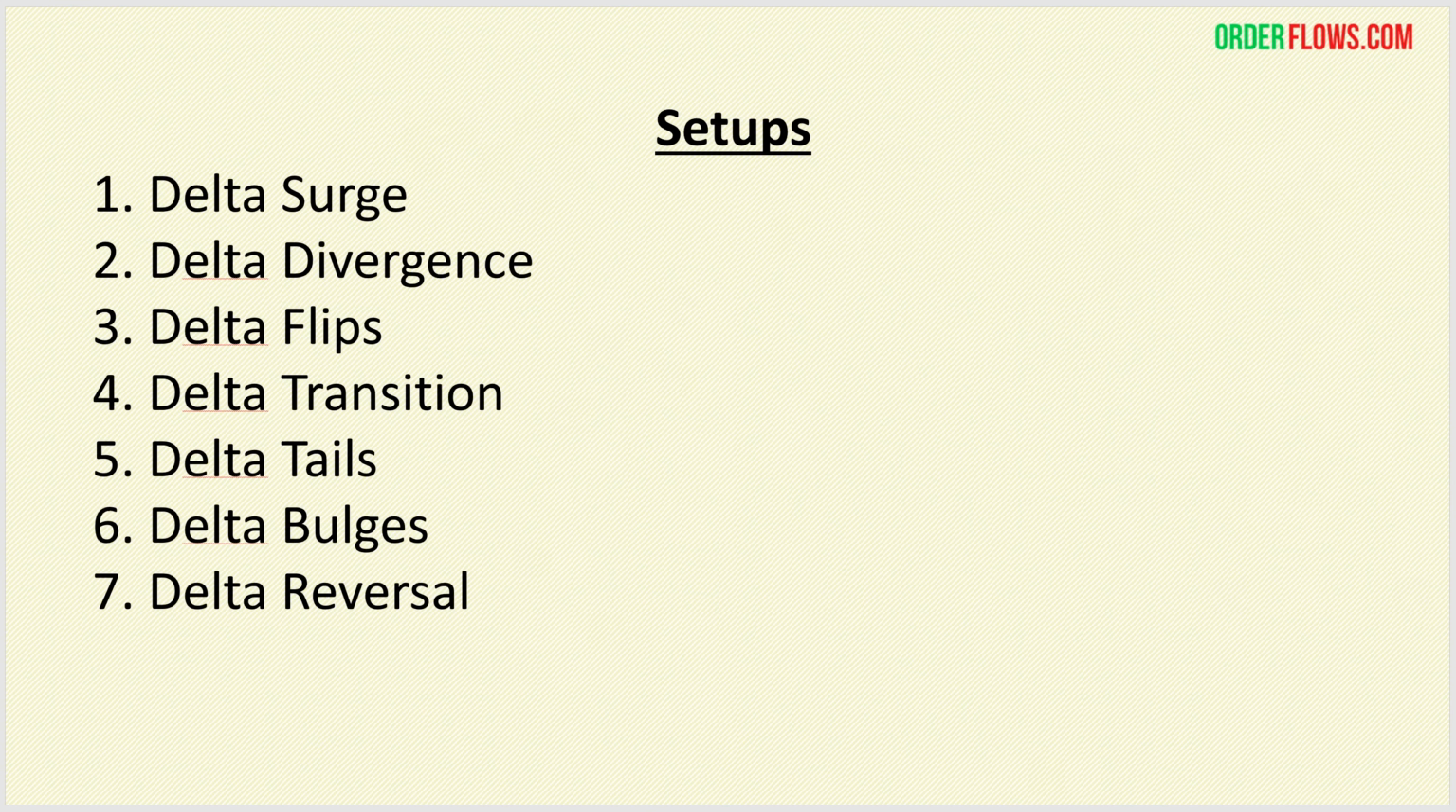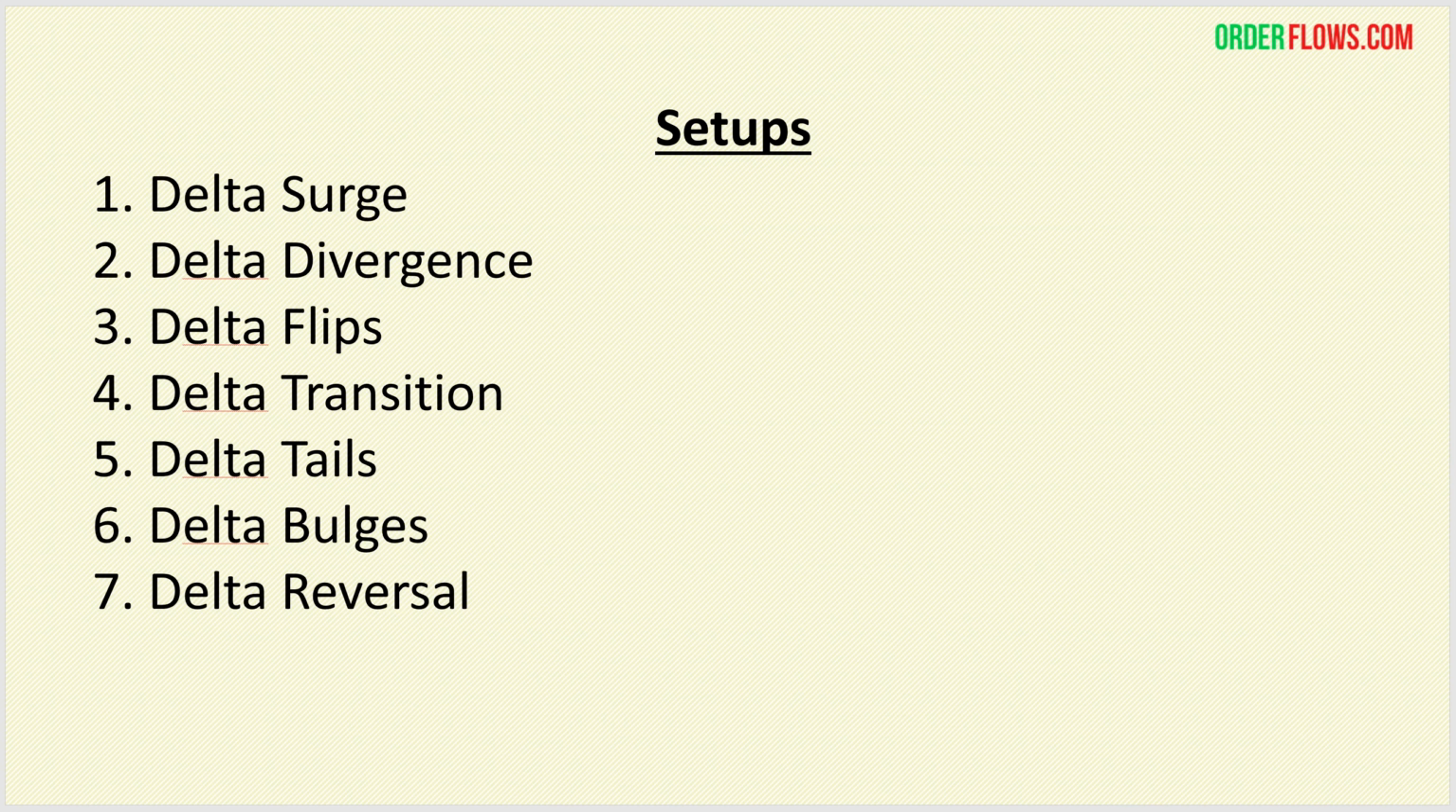So the setups I'm going to discuss in depth here are the Delta surge, the Delta divergence, the Delta flip, Delta transition, Delta tails, Delta bulges, and lastly the Delta reversal. Now, the Delta surge is a free indicator you can get on my website. If you run NinjaTrader, you could put it on there. The divergence is programmed into the main Orderflows trader, but I'm going to explain what it is. So if you don't have my software, or if you're using a different software that doesn't necessarily have a divergence, or maybe it's not what I think is a proper divergence, you can notice a difference.